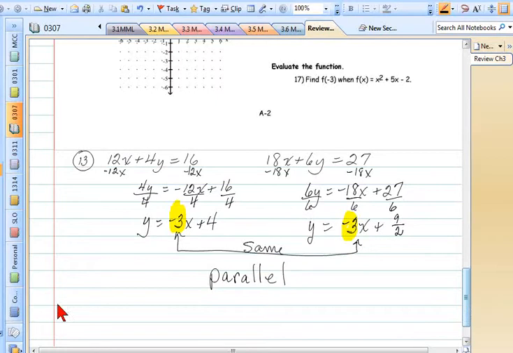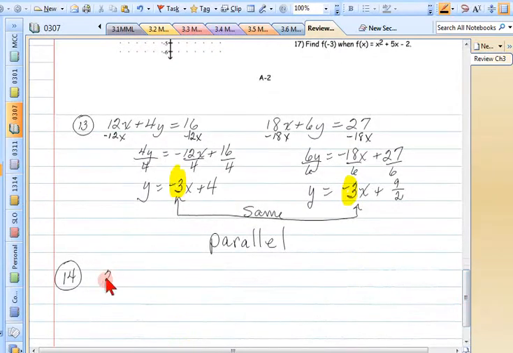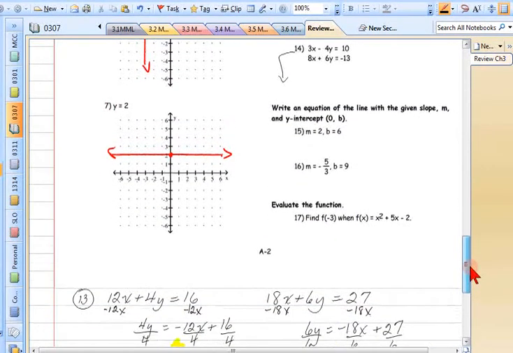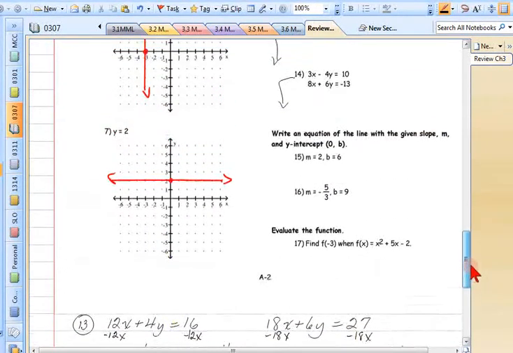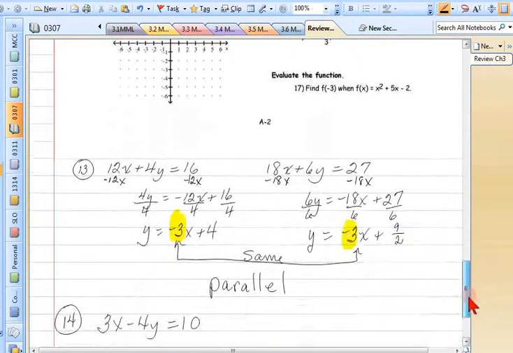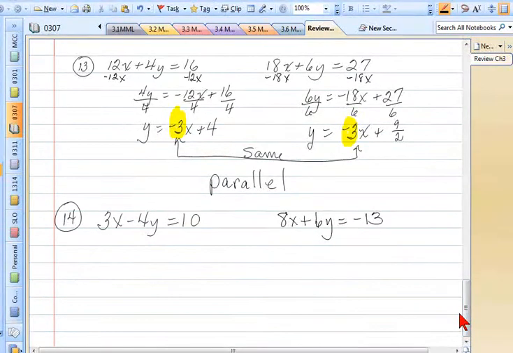Problem number 14. Once again, I'm going to have to get that system written down. First equation, 3x minus 4y is 10. And 8x plus 6y is 13. Let's see, that second equation, 8x plus 6y is negative 13. All right, once again, if I'm going to determine if these are parallel, perpendicular, or neither, I need to know the slope of each one.